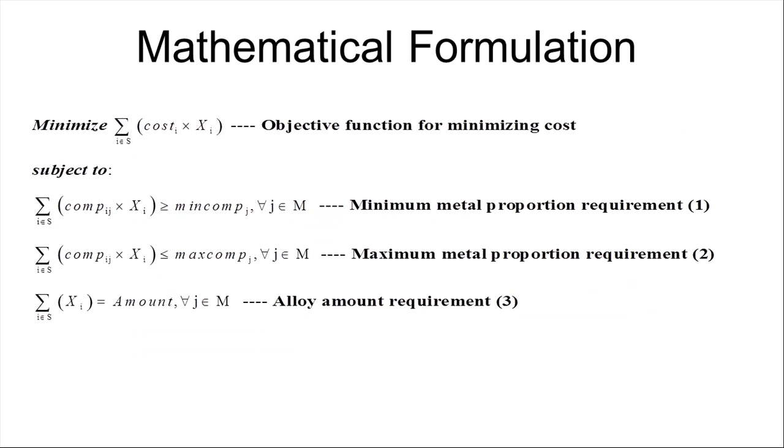The formulation of the alloy composition problem is illustrated in mathematical form. First we have the objective function for minimizing the cost of scrap amount. The first constraint is the minimum metal proportion requirement. The second constraint is the maximum metal proportion requirement. And the third constraint is the alloy amount requirement.